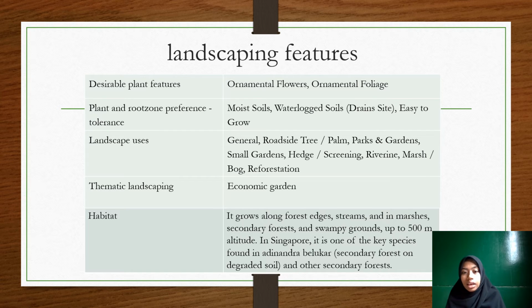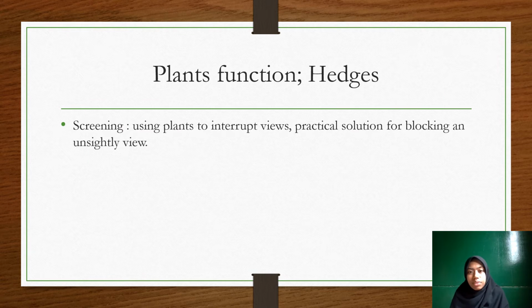And the habitat is growing along forest edges, streams and in marshes, secondary forest, and swampy ground up to 50 to 100 meters altitude in Singapore. It is one of the key species found in Adinandra belukar, secondary forests on degraded soil and other secondary forests. The function of hedges is screening, using plants to interrupt views, a practical solution for blocking an unsightly view.